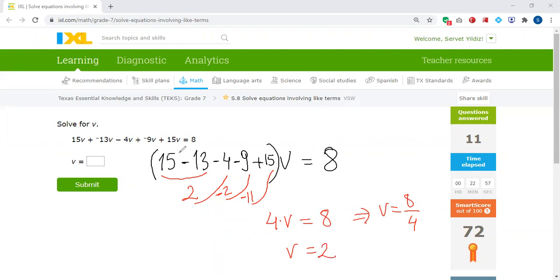Once again, 15 minus 13 is 2. 2 minus 4, we are doing from left to right, is negative 2. Negative 2 minus 9 is negative 11. Negative 11 plus 15 is 4. 4v is equal to 8. So v is equal to 2. So let's just submit our answer. This was the last example.